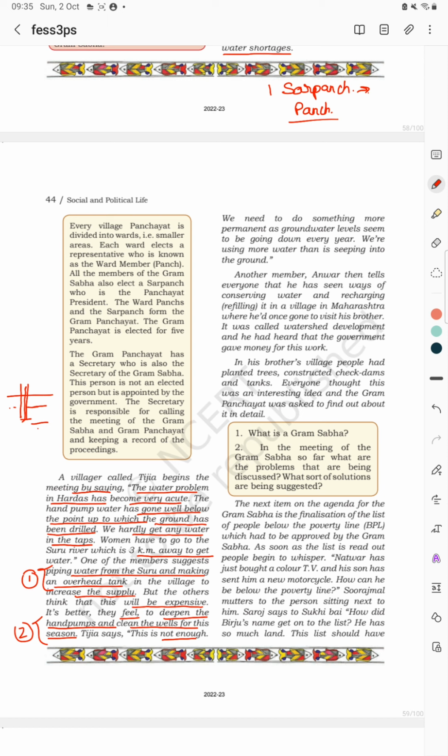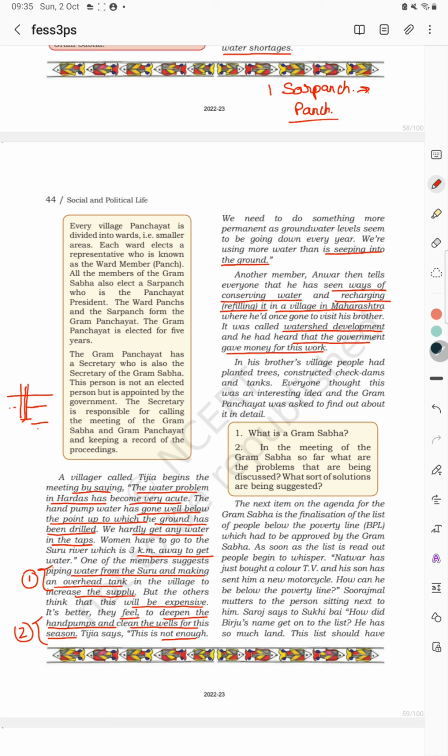So we are using more water than is seeping into the ground. Basically, replenishment of water is not occurring. So another member, Anwar, then tells everyone that he has seen ways of conserving water and refilling it in a village in Maharashtra when he had once gone to visit his brother. It was called watershed development, and he had heard that government gave money for this work.